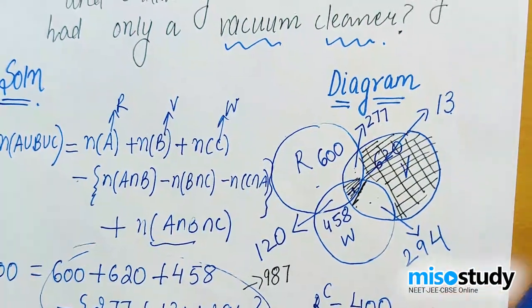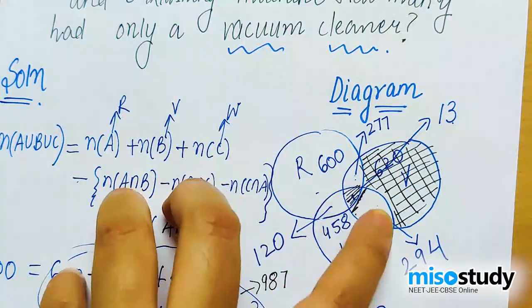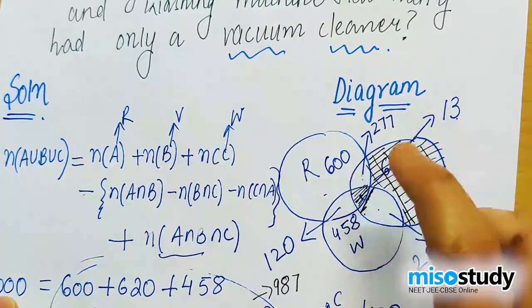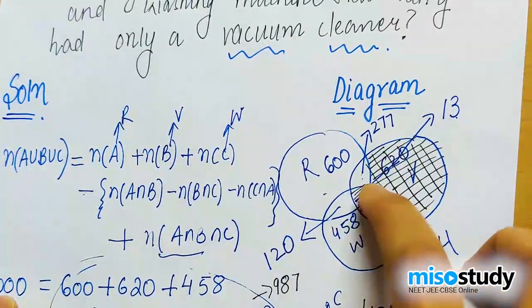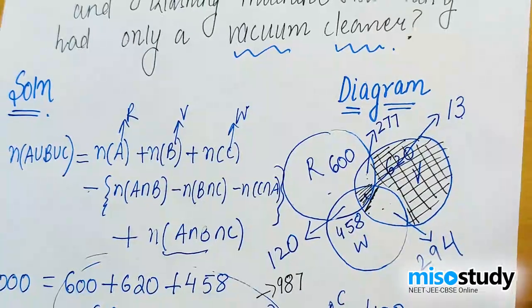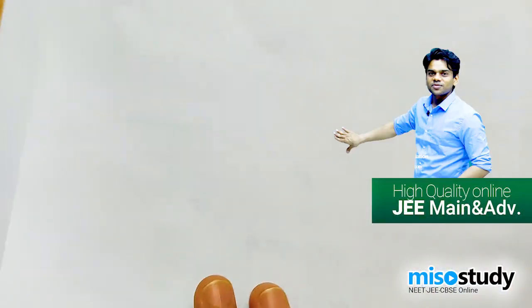Why is it getting subtracted twice? Because this is coming in this portion and this is coming in this portion as well. So once we are subtracting this, this will get subtracted. Again we are subtracting this, this will again get subtracted. But we need to subtract it only one time. So we will add it once. So let's just do it.